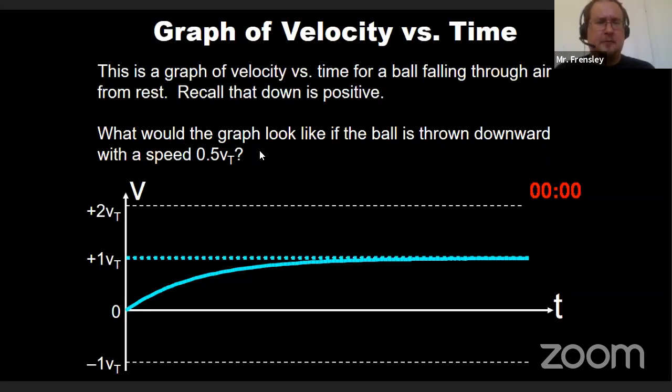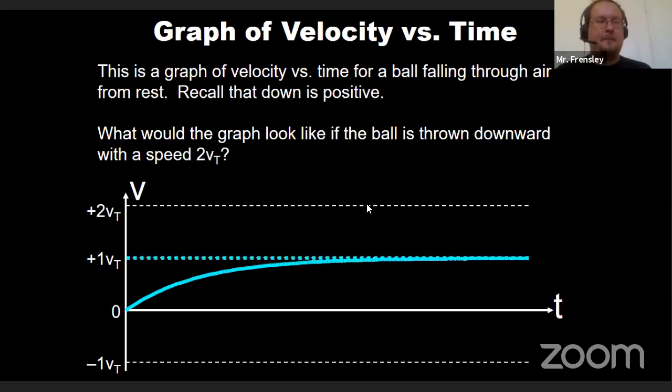Time is up. The correct answer appears as this red graph. The velocity starts at half of the terminal velocity, but then asymptotically reaches the same final terminal velocity. Note that the graph always has the same concavity. It does not change concavity at any time.